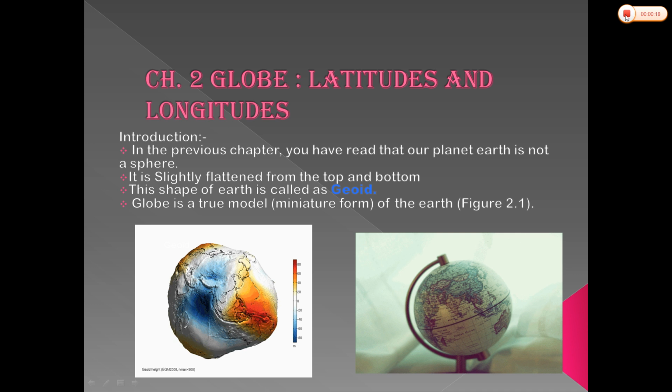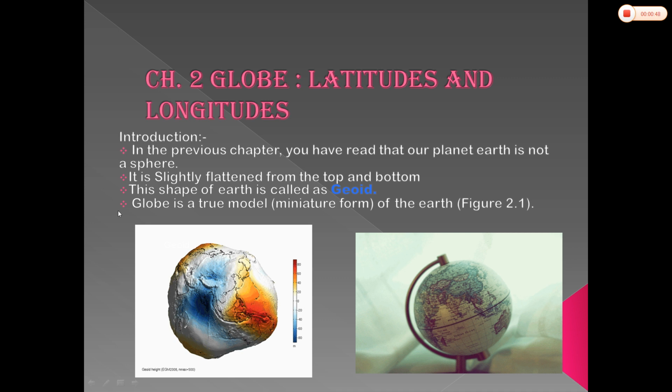In the previous chapter, you have read that our planet is not a sphere, it is slightly flattened from the top and bottom. This shape of Earth is called a geoid. Globe is a true model or a miniature form of the Earth. As you can see here, the Earth is not completely a sphere, it is flattened from the top as well as from the bottom. This kind of shape of the Earth is called a geoid.